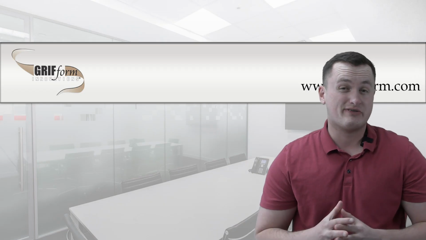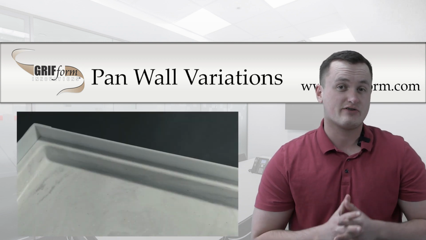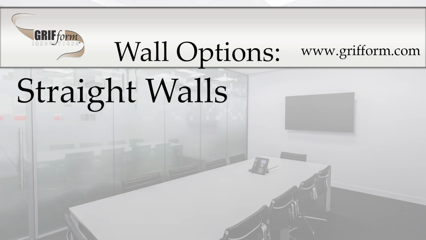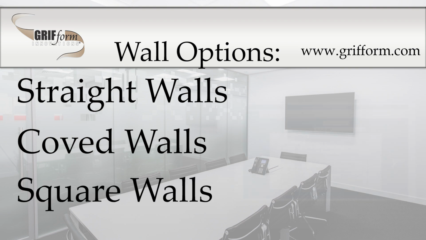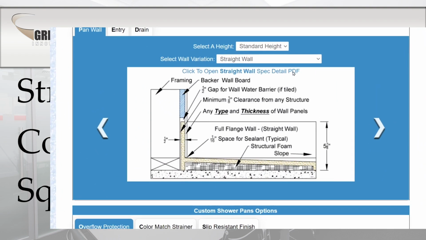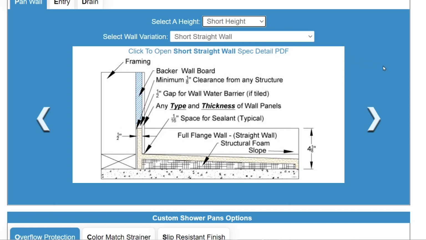The next section you will need to look into is our pan wall variation section. This section is for you to customize and determine the best pan walls for your shower base. Through our website, there are three styles of wall options you can choose, which are straight walls, coved walls, and square walls. The first thing you need to select is your pan wall height. The standard height on a shower base is 5 7/8 inches. That is from the bottom of the shower base to the top of the wall. Short walls is 4 1/8 inch.